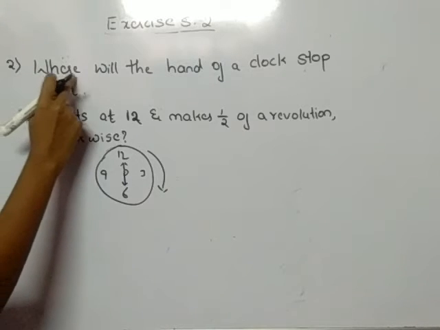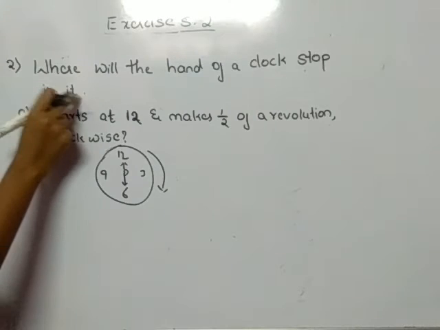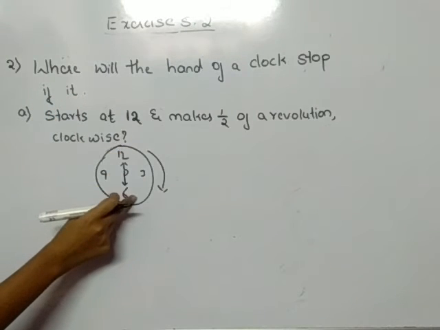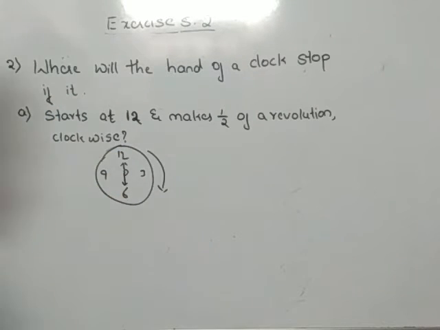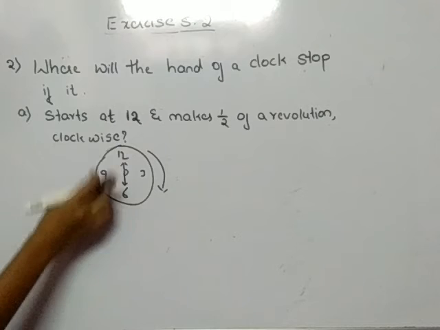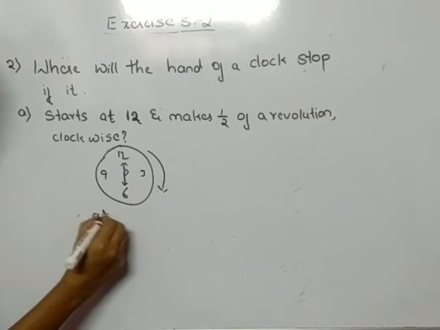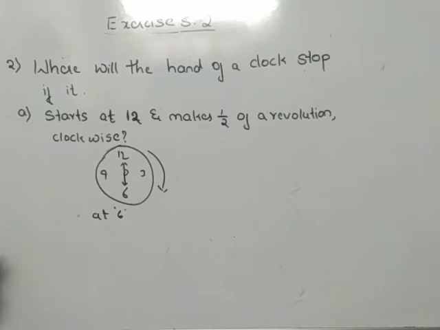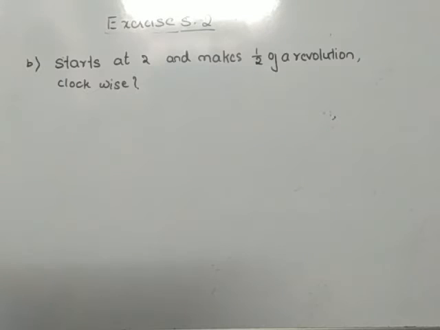What they have asked here is where will the hand of a clock stop. So we will write the answer here: after taking half of the revolution from the 12, it has stopped at 6. Okay, this is the answer for the first one. We will see the second one.